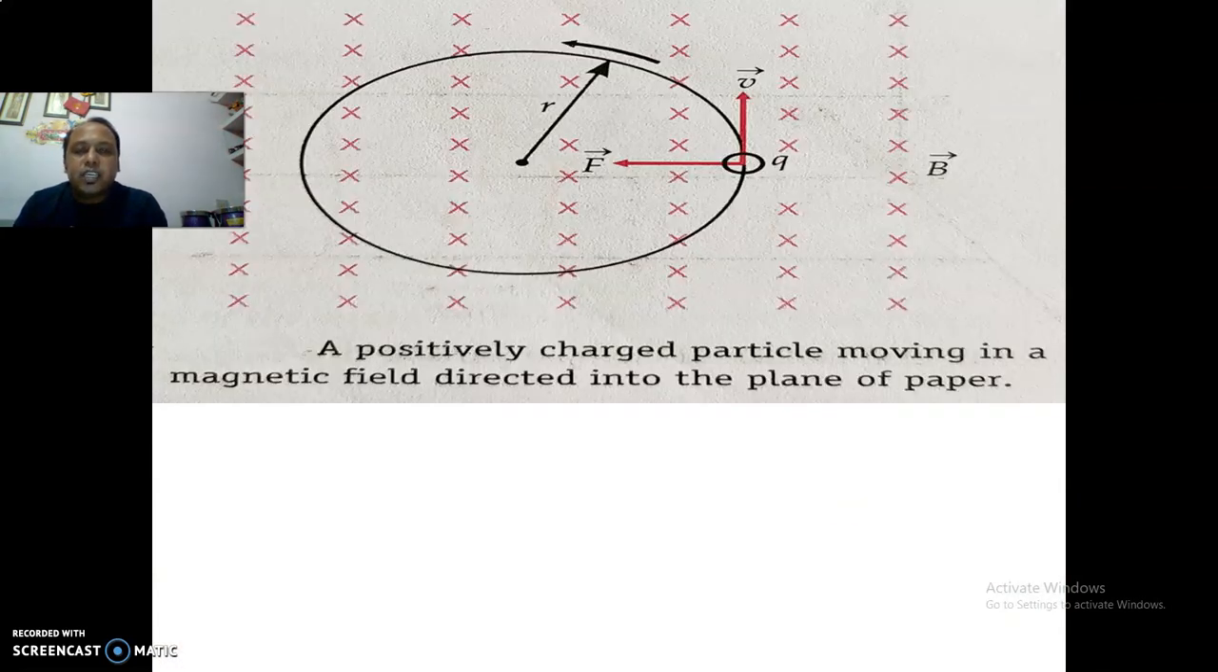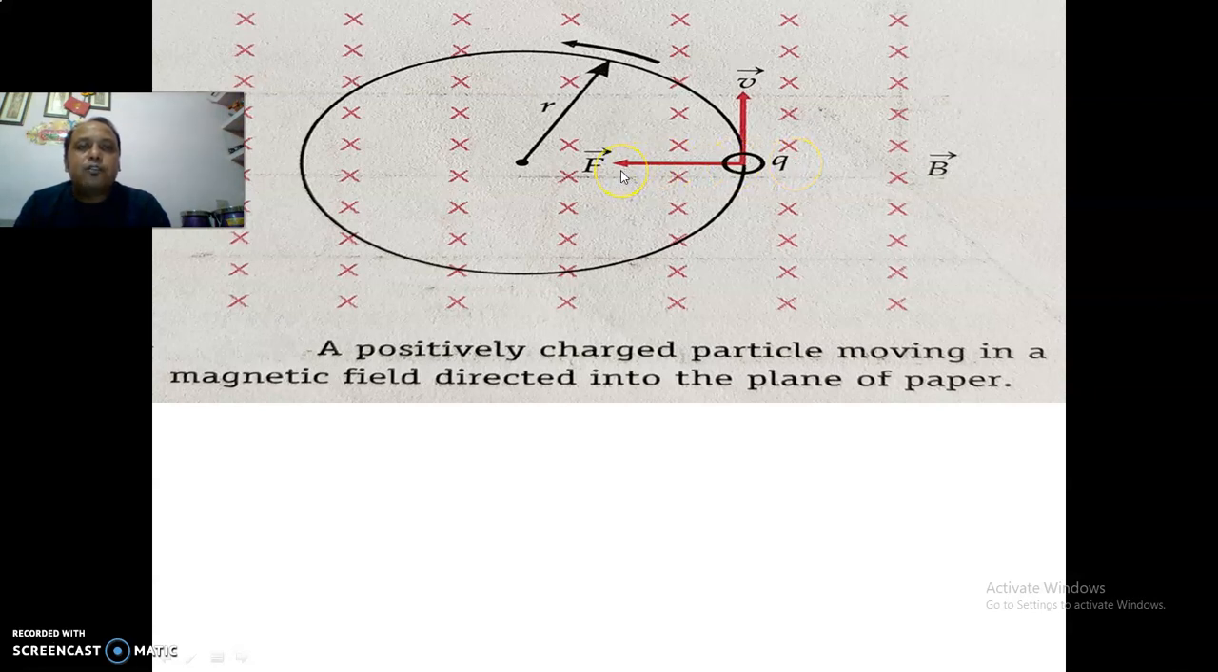Now see here the example which we are discussing. We have already discussed that the velocity makes an angle of 90 degree with the magnetic field. Here you can see the magnetic field is given by the cross, which shows that the direction of the magnetic field is inward.